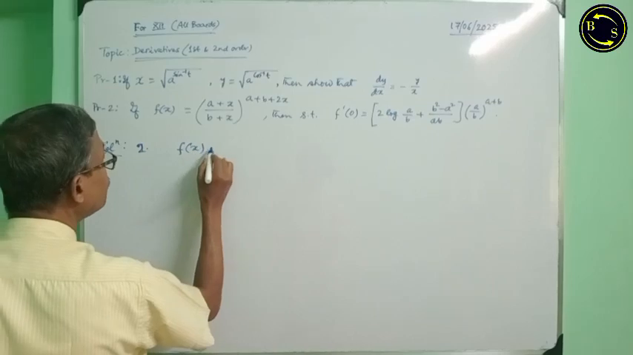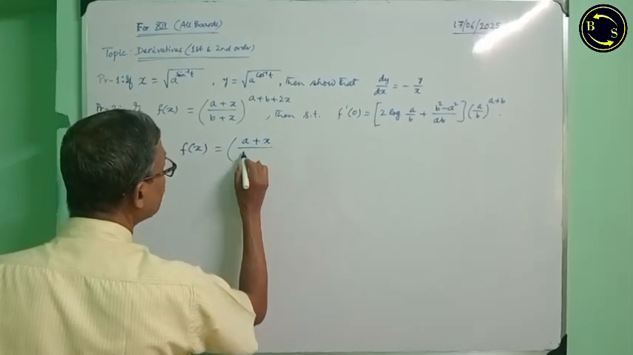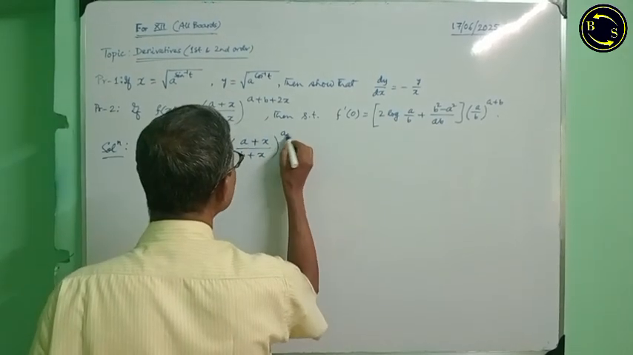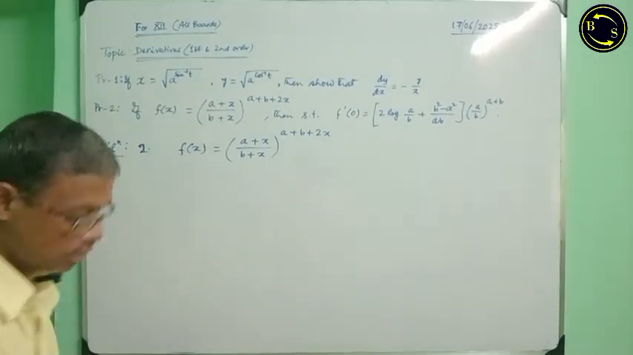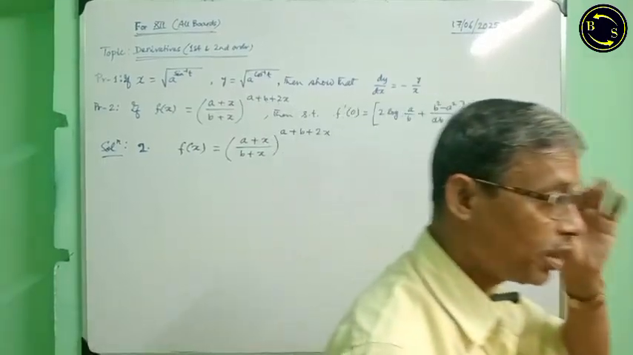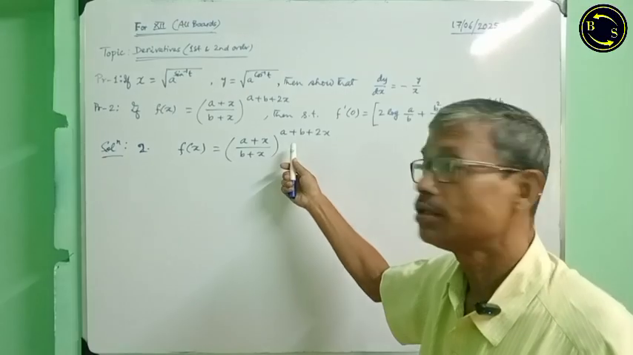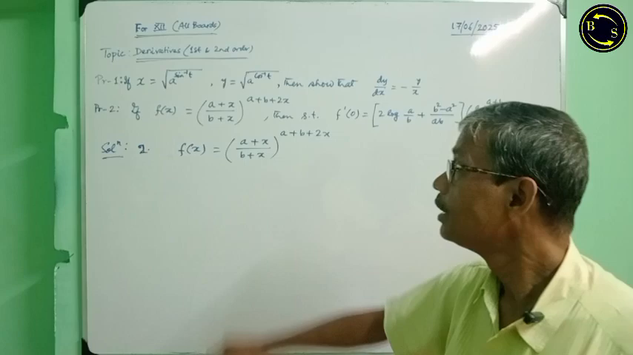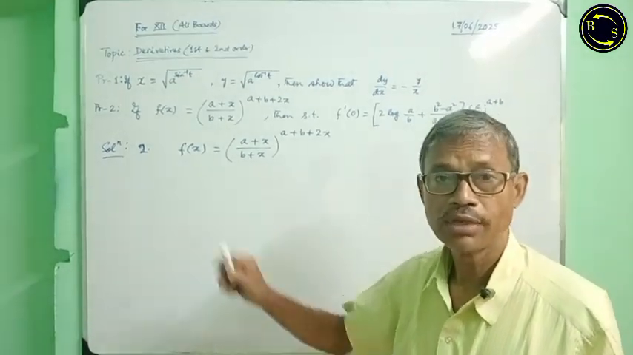f(x) equal to ((a plus x) by (b plus x)) whole to the power (a plus b plus 2x). The function f(x) is this. First we know that the base involves variable x, and the power also has variable x. Therefore, we have to apply logarithmic differentiation here.